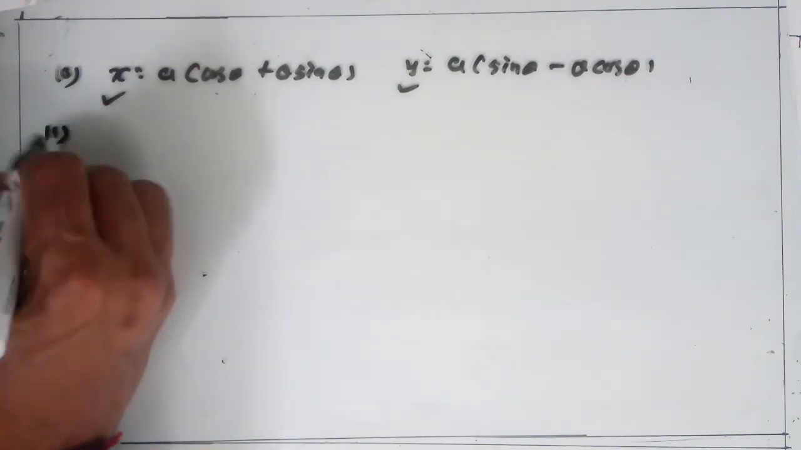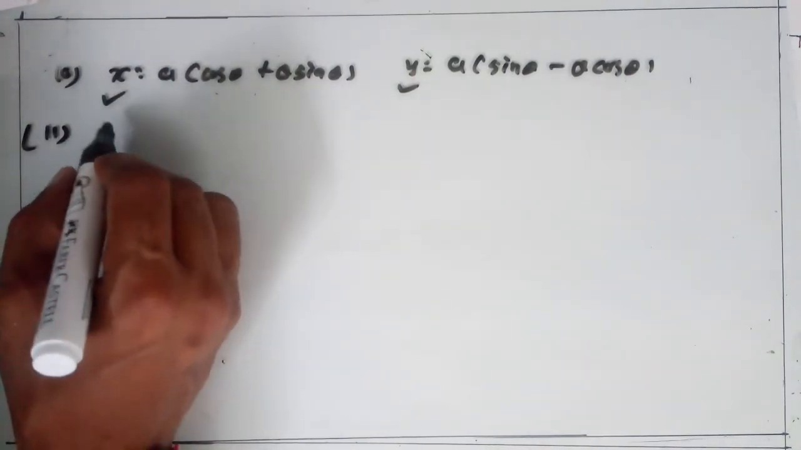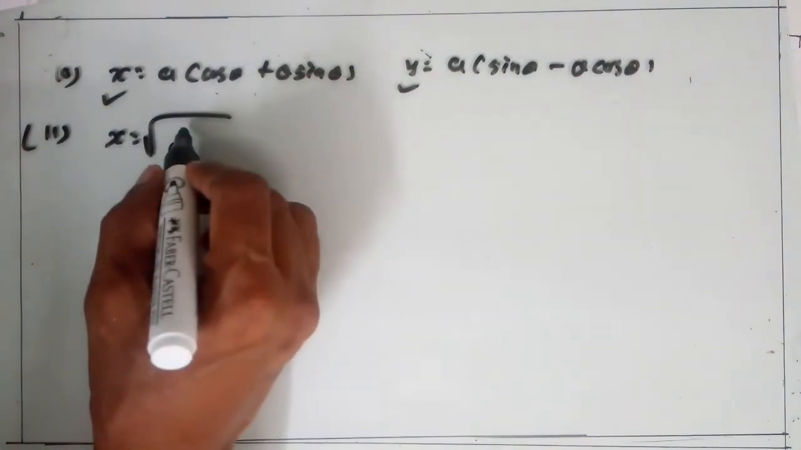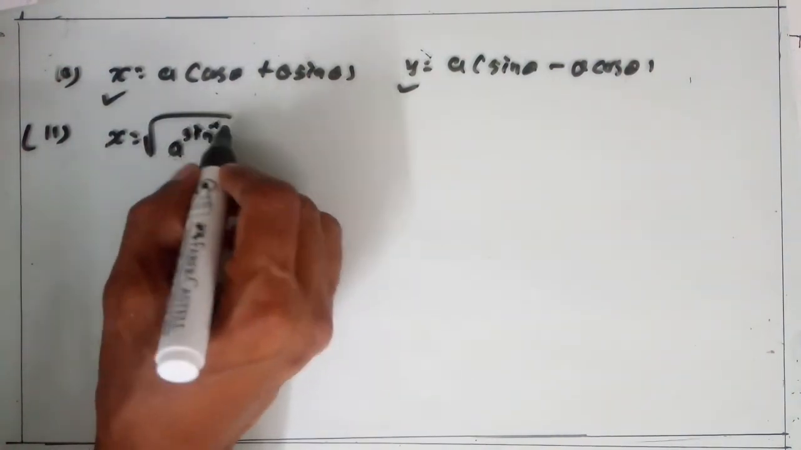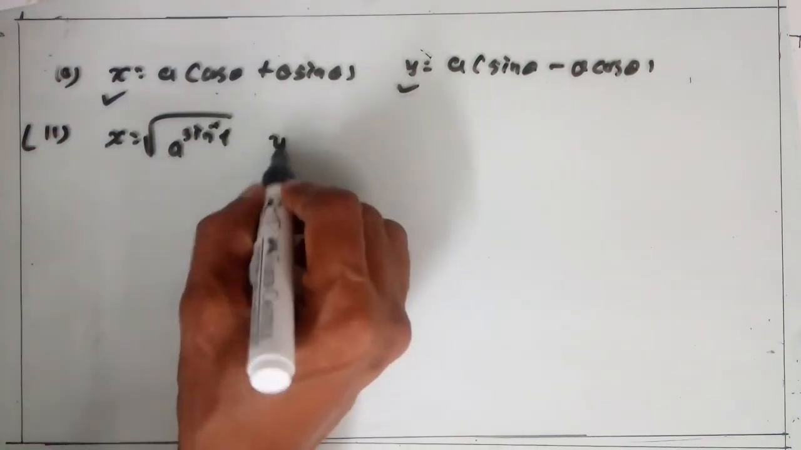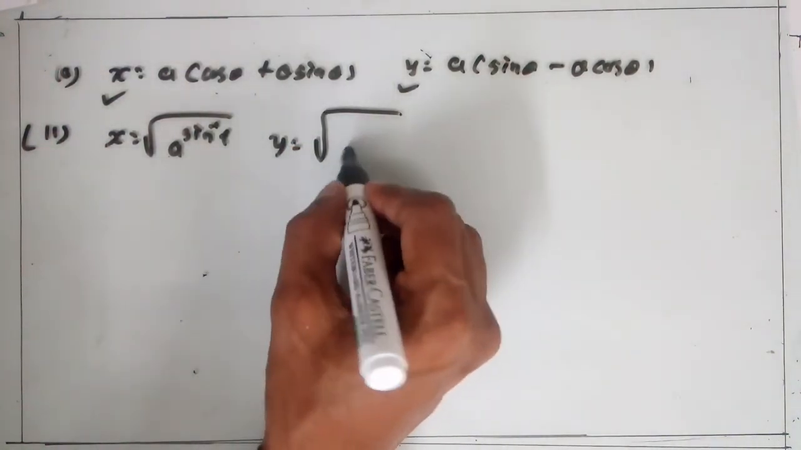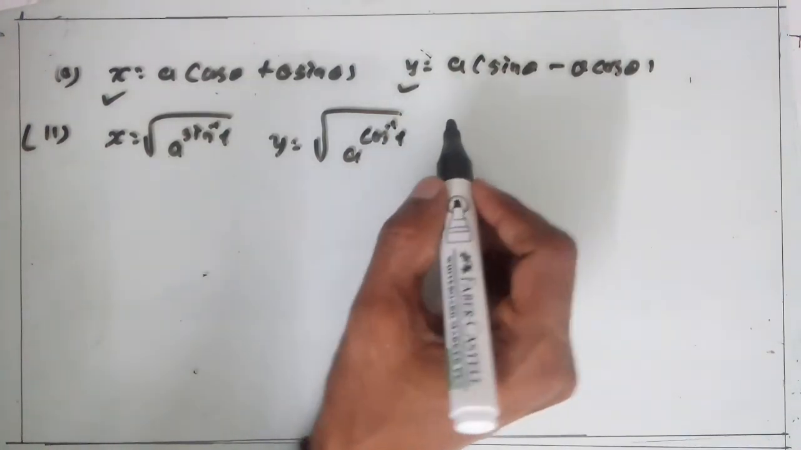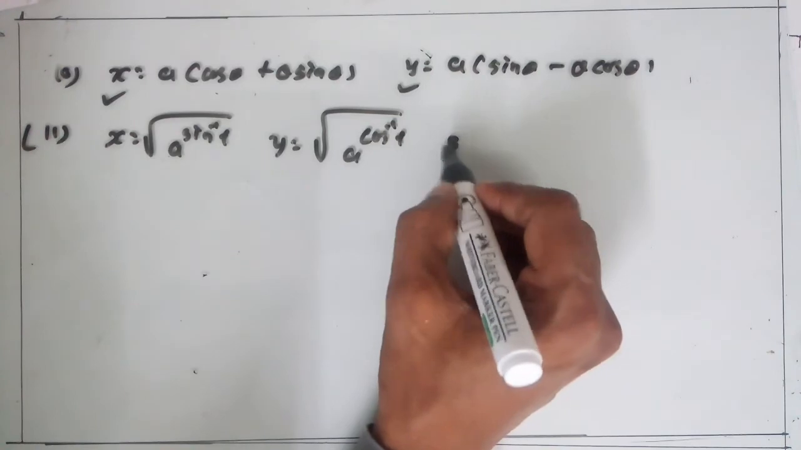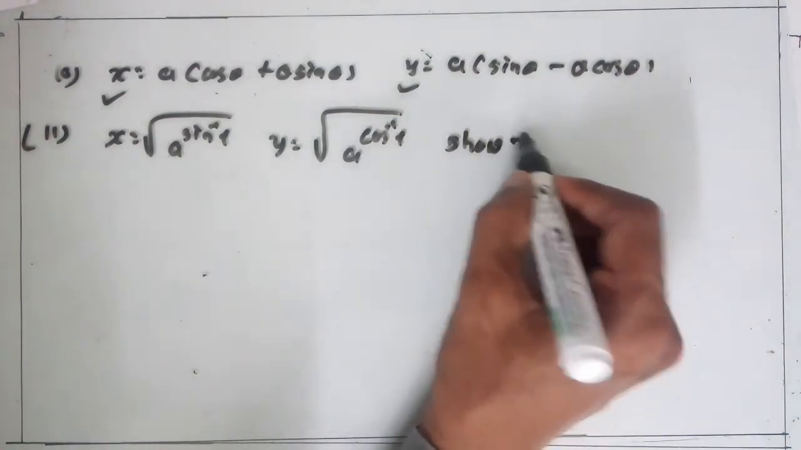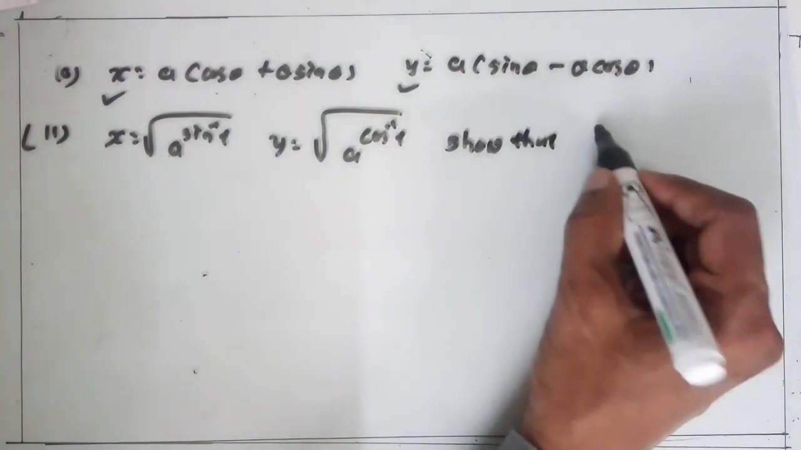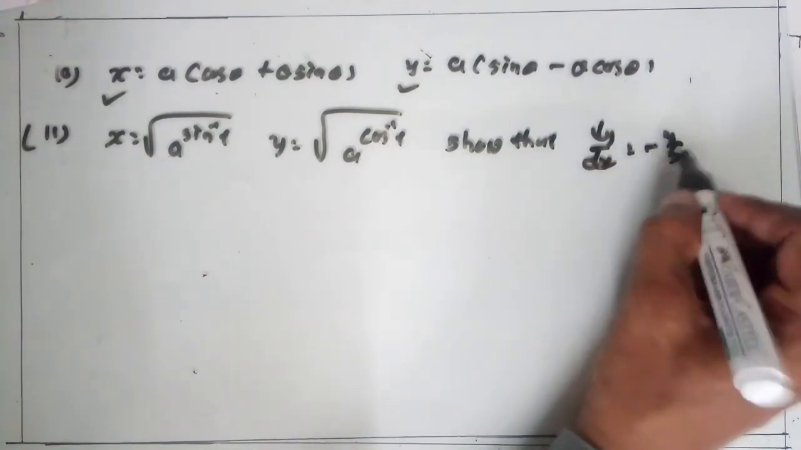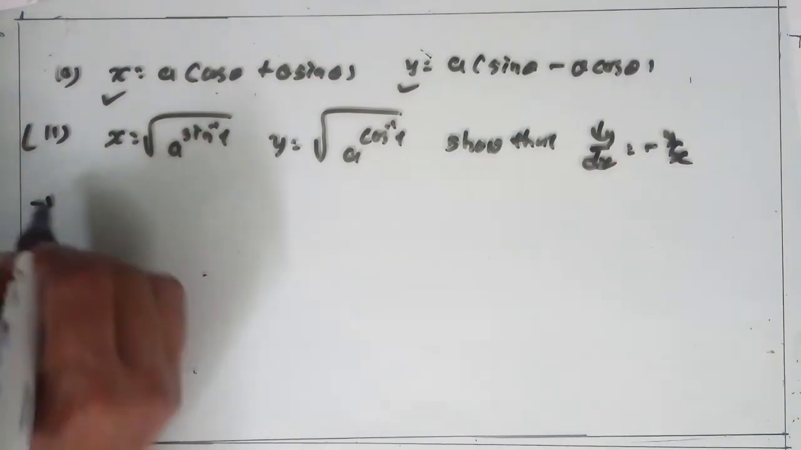Now most important question, question number 11. If x is equal to root of a raised to sin inverse t, y is equal to root of a raised to cos inverse t, prove that or show that dy dx is equal to minus y upon x. Remember this here.